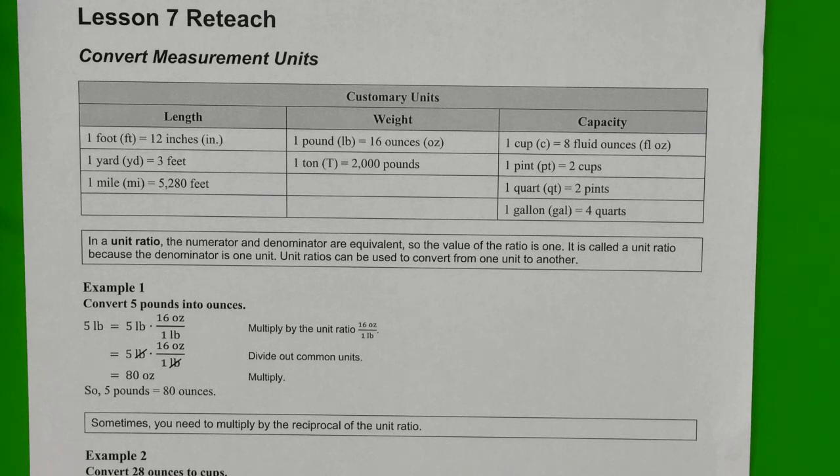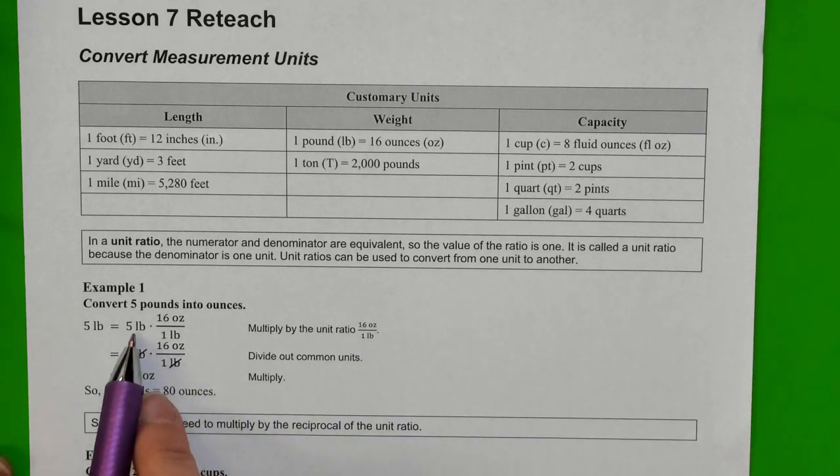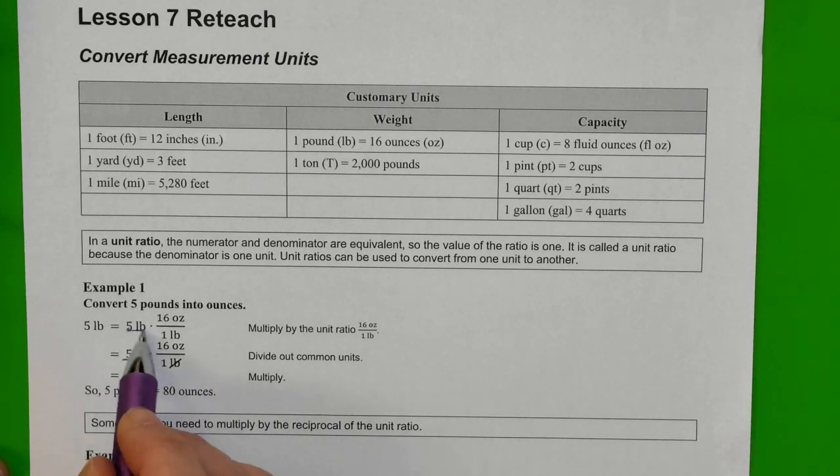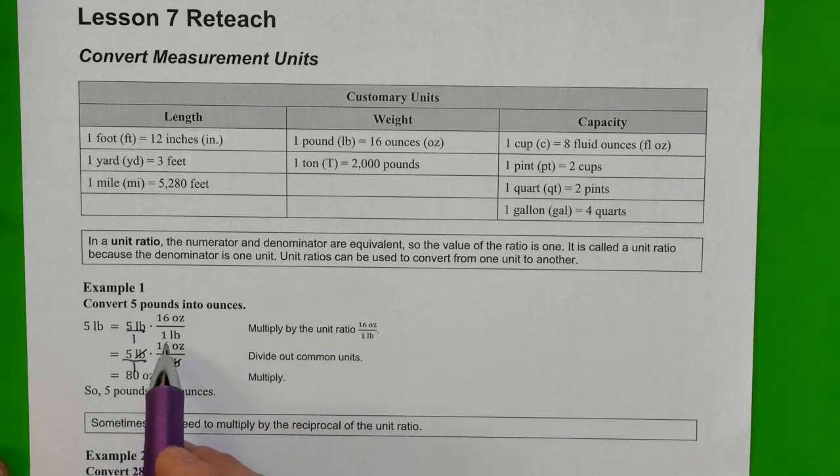So on all of these, what you're going to do is convert the pounds to ounces by putting the unit you're trying to get rid of opposite each other so they cancel each other out. So here they canceled each other out, and all you're left with is ounces. So 5 times 16 is 80, and 1 times 1 is 1. There's no label on the bottom, so your denominator is 1, and your label at the top is 16 ounces. So 5 pounds equals 80 ounces.